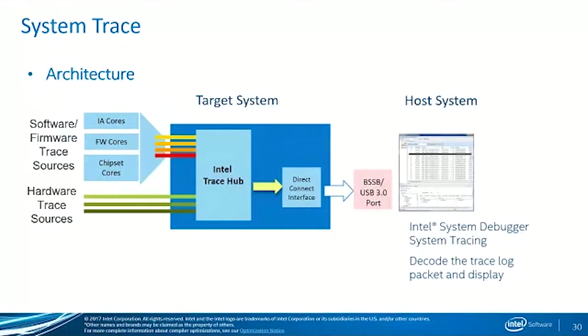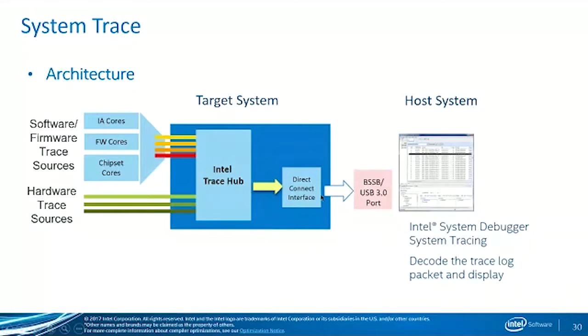Okay, this slide shows how System Trace collects BIOS, ME, PMC, and system event messages. Actually, it relies on a feature in the PCH named Intel Trace Hub. The Trace Hub collects messages from software, firmware, and hardware sources. It adds timestamps for every incoming message and outputs messages to the user's host PC via DCI.